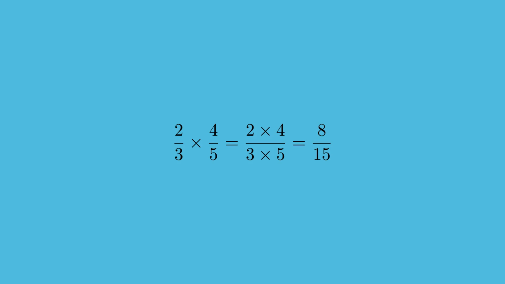We start by multiplying the numerators of the fractions, that is, the numbers on top. We have 2 times 4, which gives us 8. Next, we multiply the denominators of the fractions, the numbers at the bottom. We have 3 times 5, which gives 15. So, the result of the multiplication of 2/3 and 4/5 is 8/15. Thus, the correct answer is 8/15.